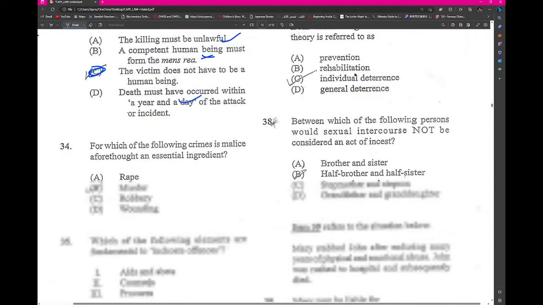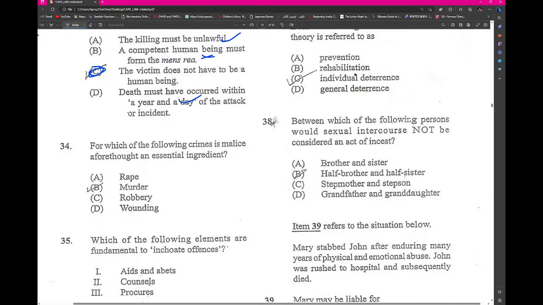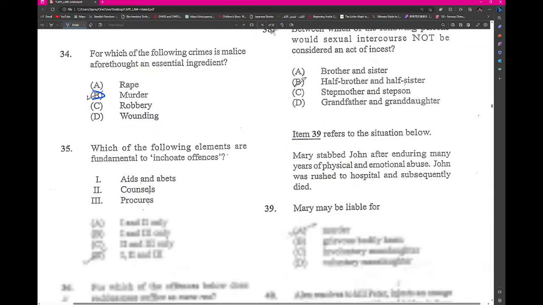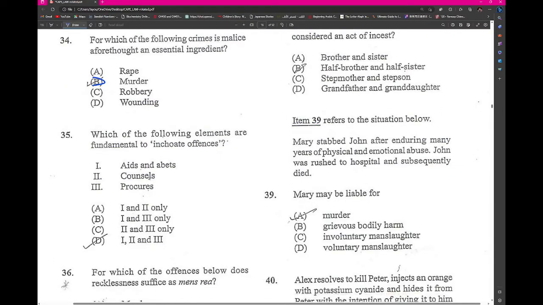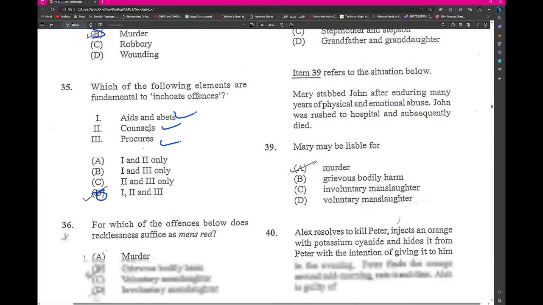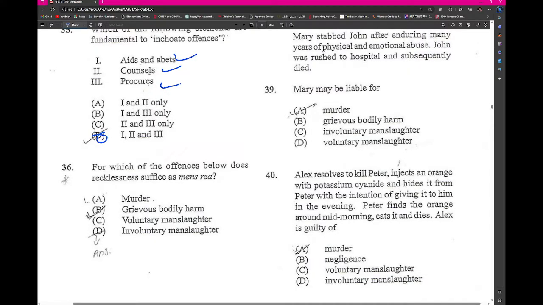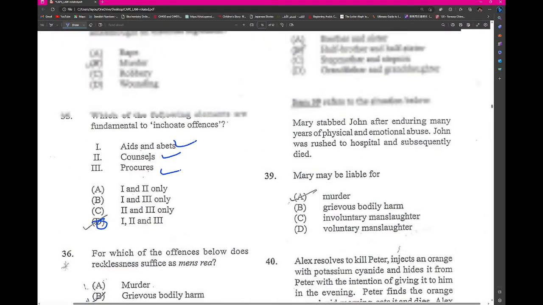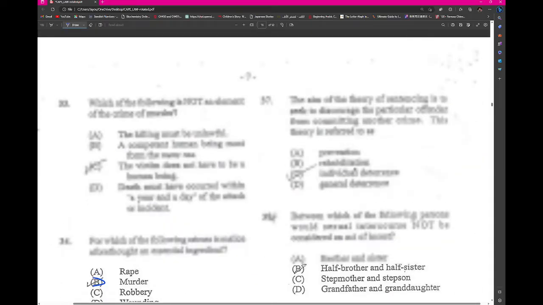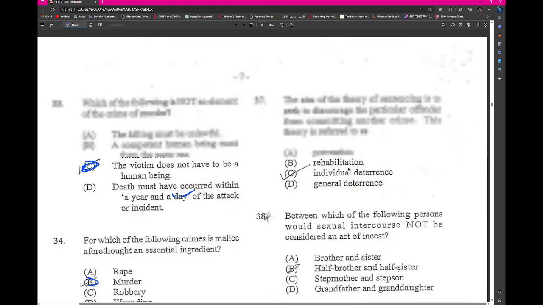For which of the following crimes is malice aforethought essential? Murder. Which of the following elements are fundamentally inchoate crimes? Aid and abetting, counsels and procures. D. For which of the following offences below does recklessness suffice as mens rea? Involuntary manslaughter. Recklessness does suffice there, and sometimes in constructive manslaughter, but mostly involuntary.